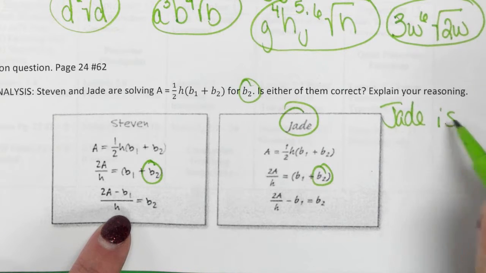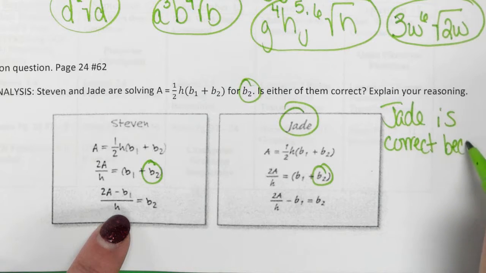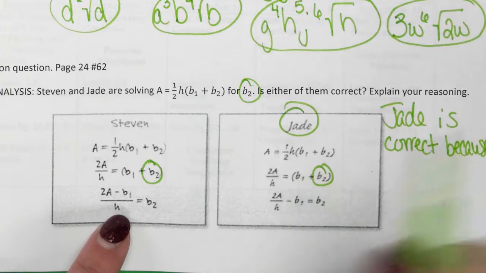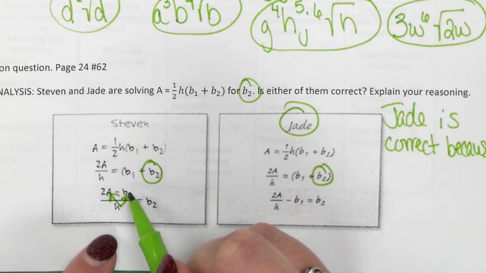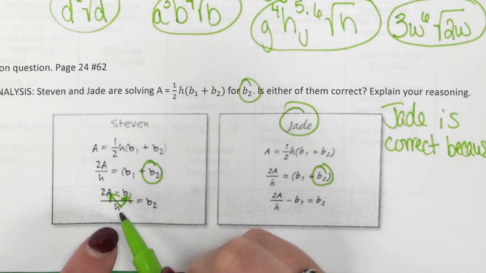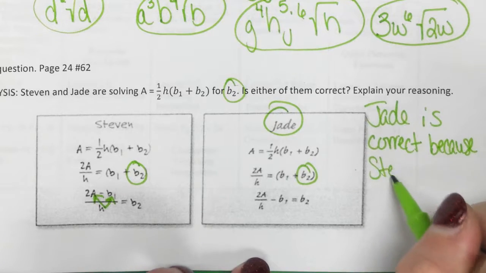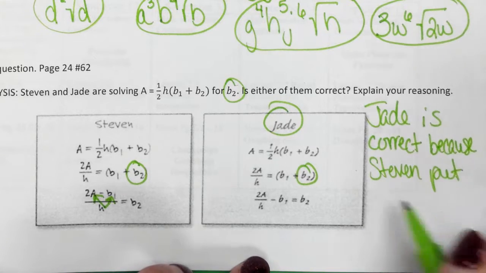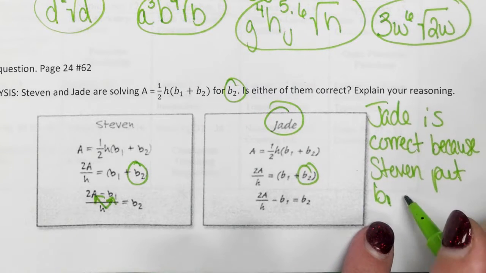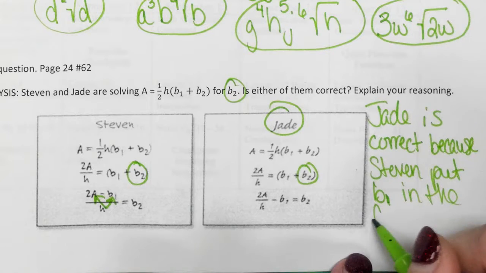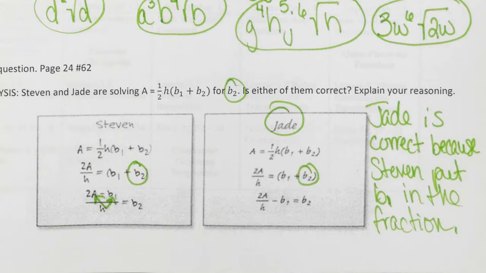Because she can subtract. Well, let's give a little bit more mathematical answer. Stephen put B1 in the numerator. Very good. And this is like saying this h can be divided between both of them. This is like b sub 1 over h. That's not right. It's just subtract b sub 1. So Jade is correct because Stephen put b sub 1 in the fraction. He can subtract. He just didn't do it right. There we go. Y'all okay?